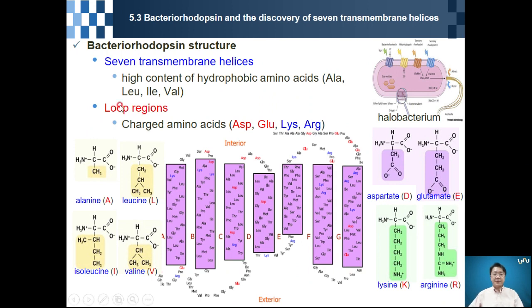So this is a bacterial rhodopsin structure. Where is the bacterial rhodopsin? Bacterial rhodopsin is usually observed in the membrane of the halobacterium. It recognizes light. Now the structure is composed of 7 transmembrane helices, and each transmembrane helix is connected by a loop region.